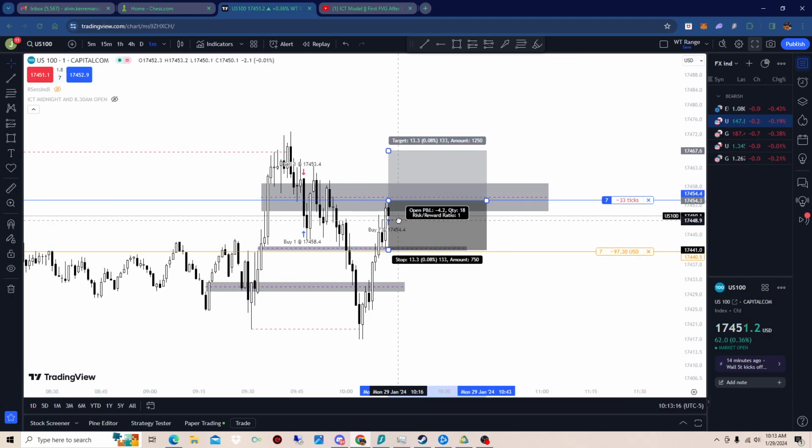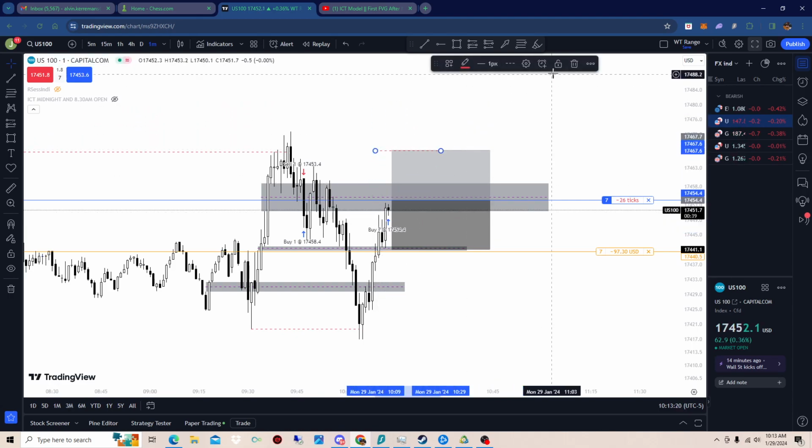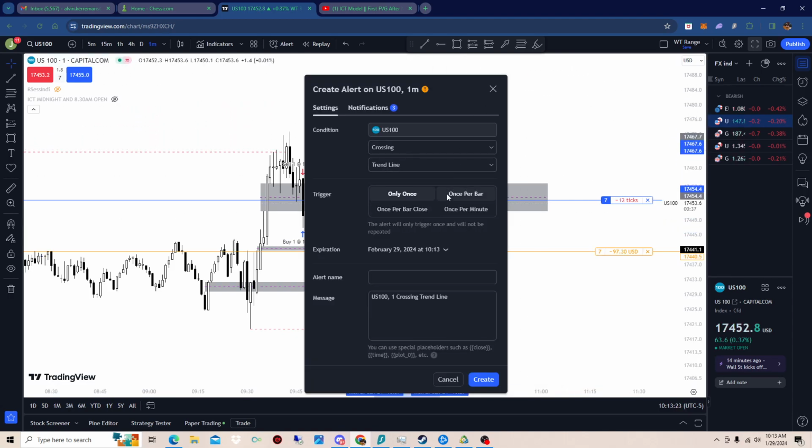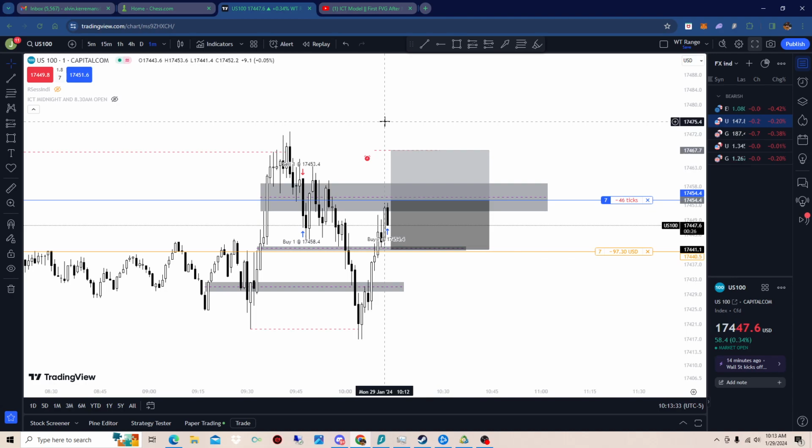And here is where you could put an alert, just in case you have to go to the bathroom or something. Only once. So once it crosses, I'm gonna get an alert, and I'll go into my TradingView and move to BE. And if not, then we get stopped out. I'll let you guys know the results. Maybe we'll find out the results in a couple of seconds.